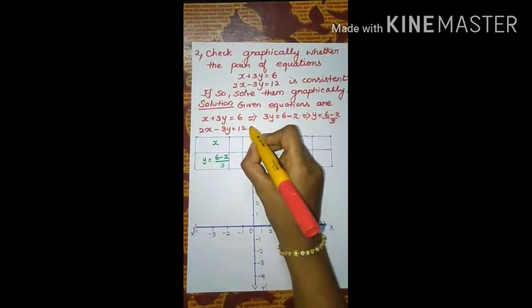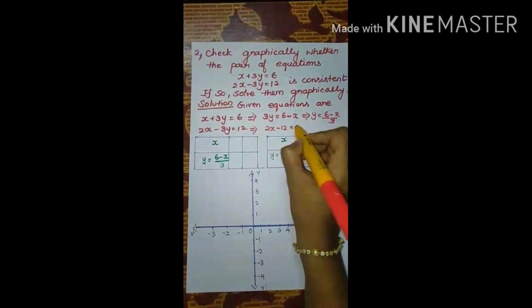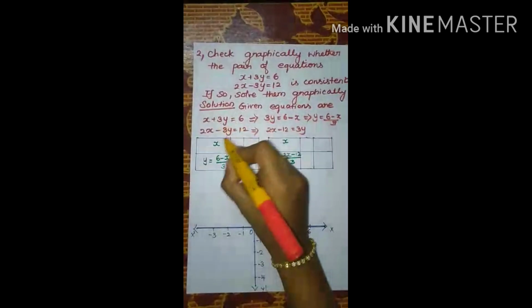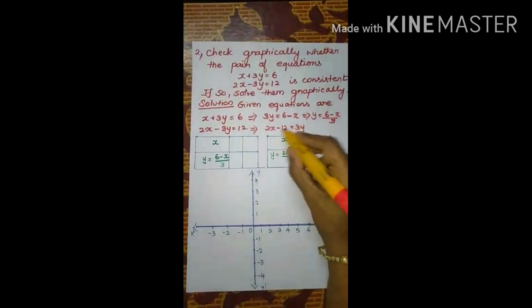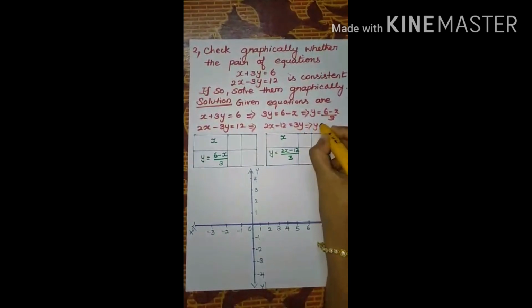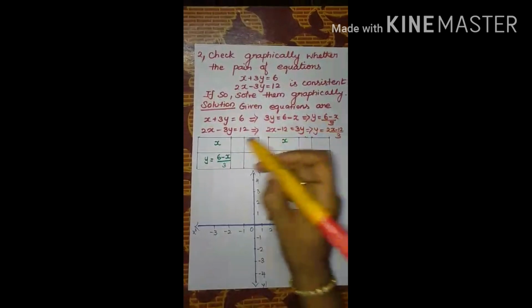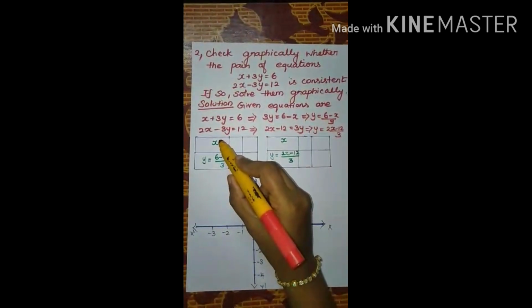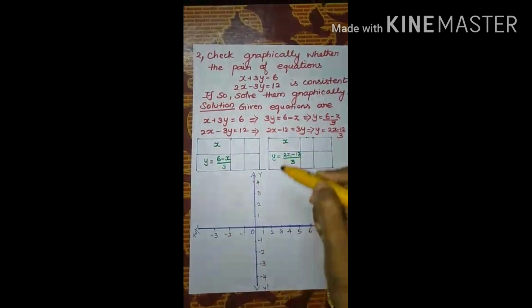Next we have to change the second equation. Actually 2x minus 12 is equal to 3y. Transpose the 3y value to the other side. Next we have to move the constant value 3 to the other side. So y is equal to 2x minus 12 divided by 3. Now we take some values for x, then we get values for y. Let us draw the graph of the equations.